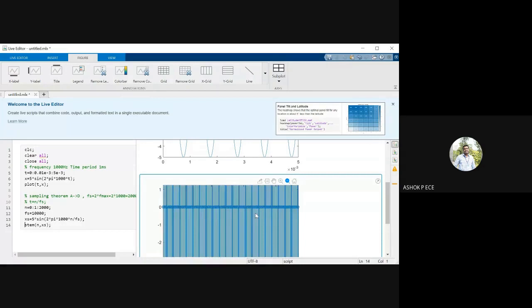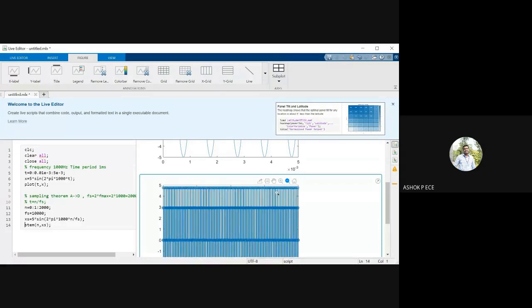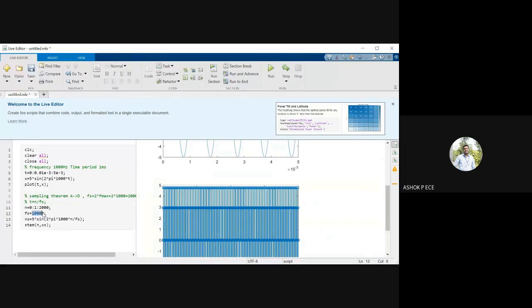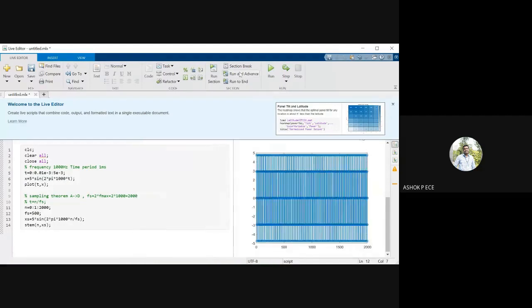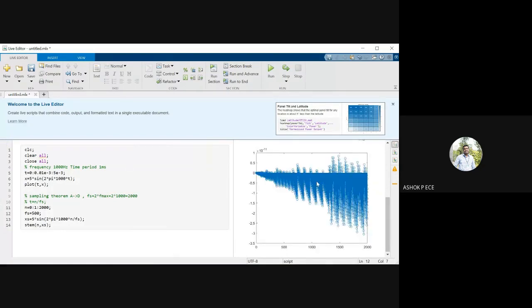And the last case is undersampling. Undersampling means I'm going to reduce the frequency to less than 2000. So assume I'm going to have 500. Undersampling, I'm having the frequency as 500. You see the waveform is not good. It's not actually a proper sampled sine wave.